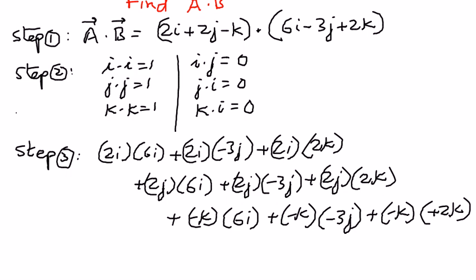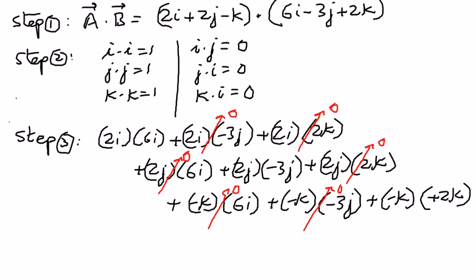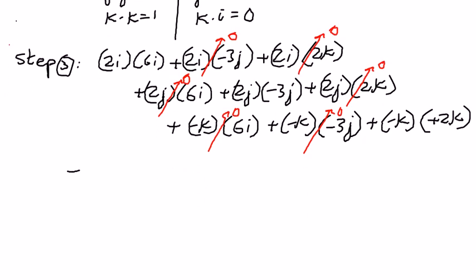As we have seen here, i dot j is going to go to 0, i dot k is going to go to 0, j dot i is going to go to 0, j dot k is going to go to 0, k dot i is going to go to 0, k dot j is going to go to 0, and therefore what is left here for us is as follows. 2 times 6 is 12, i dot i is 1, then 2 times negative 3 is negative 6, j dot j is equal to 1, and then negative 1 times positive 2 is equal to negative 2, k dot k is equal to 1.